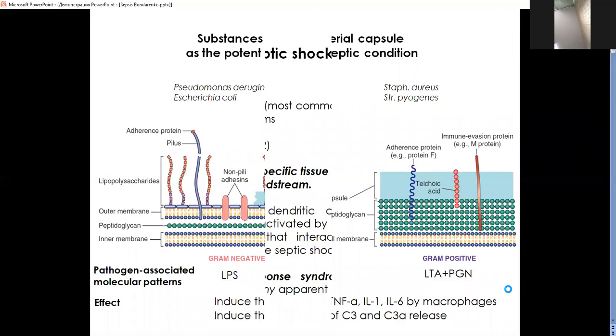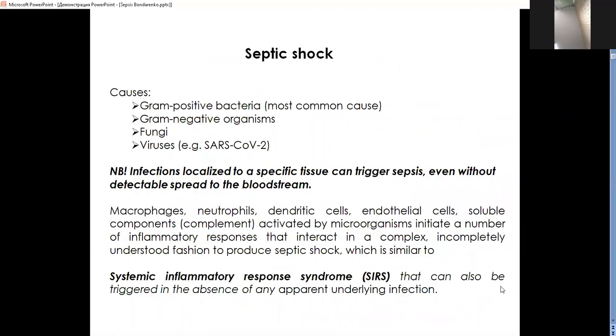And this systemic release will lead to a strong downstream effect such as septic shock. Septic shock is like the ultimate stage of sepsis development. So the causes of septic shock, as you may see, coincide with the causes of sepsis. Gram-positive bacteria, you see here, are the most common cause.